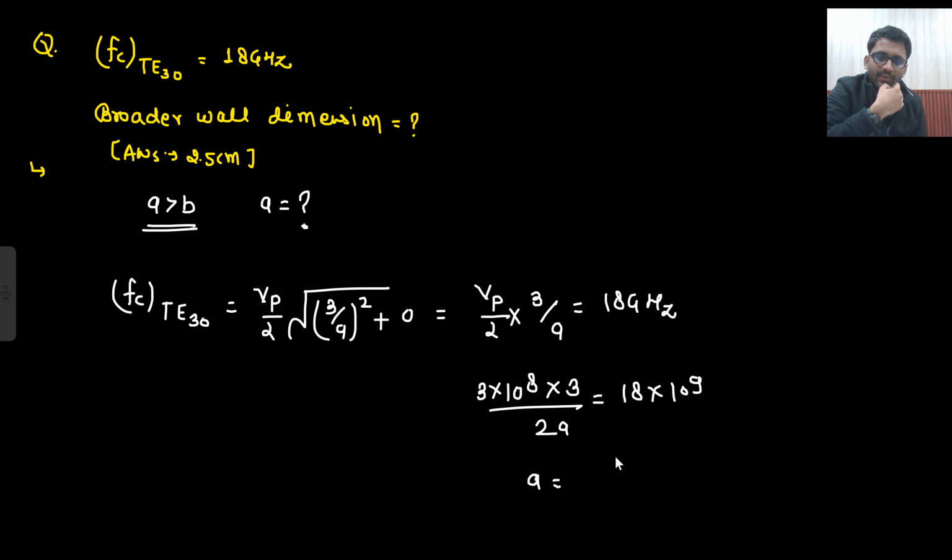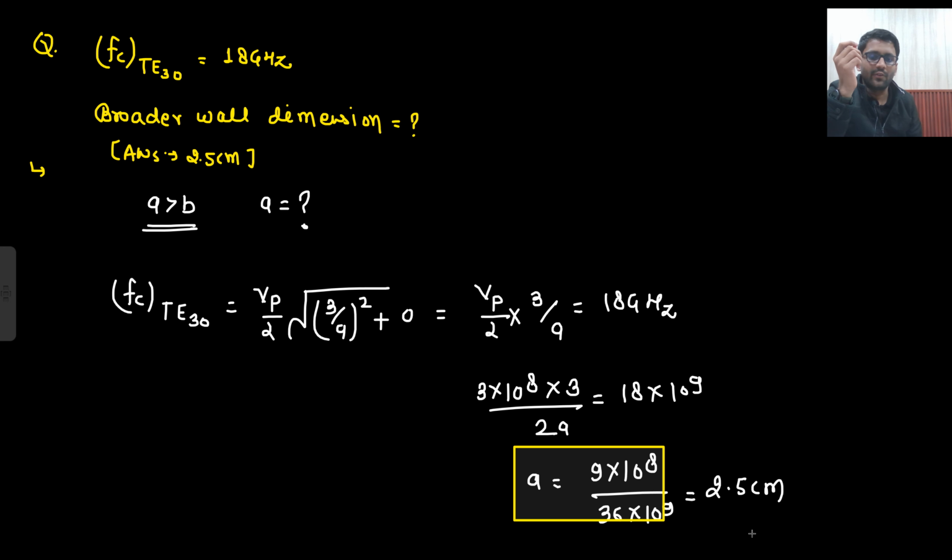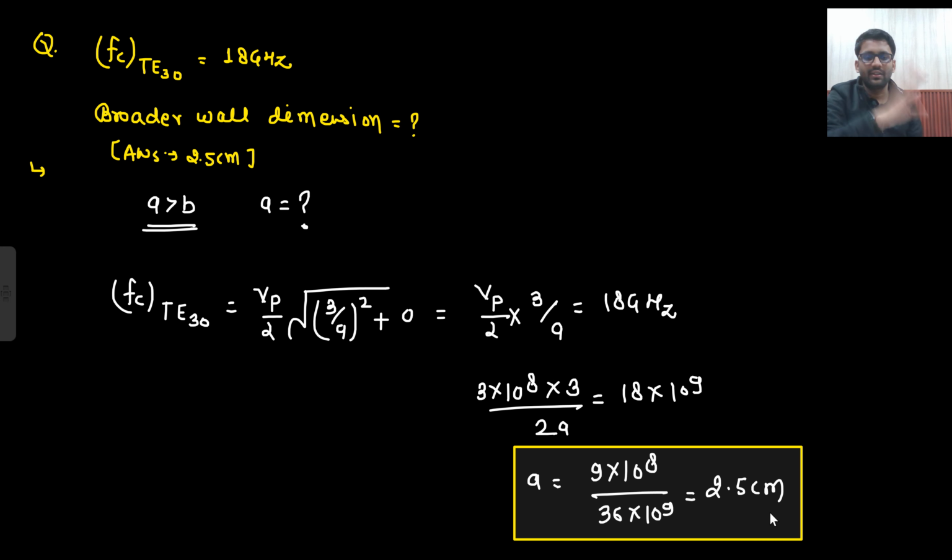So a is equal to 9 into 10 to the power 8 divided by 36 into 10 to the power 9. That will be 1 by 4. 1 by 4 into 10 to the power minus 1, 0.25 into 10 to the power minus 1, so 2.5 centimeter. That's it. This is the value of a. Very simple question, directly formula based.